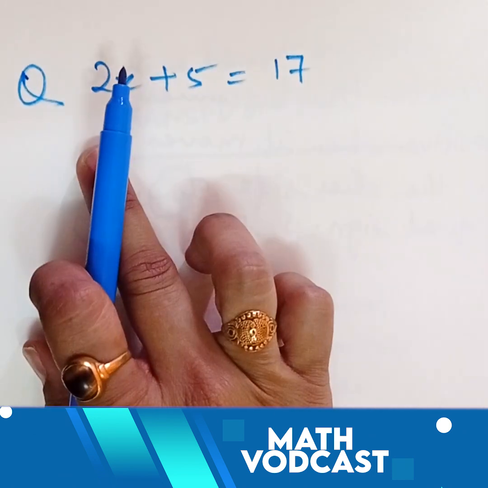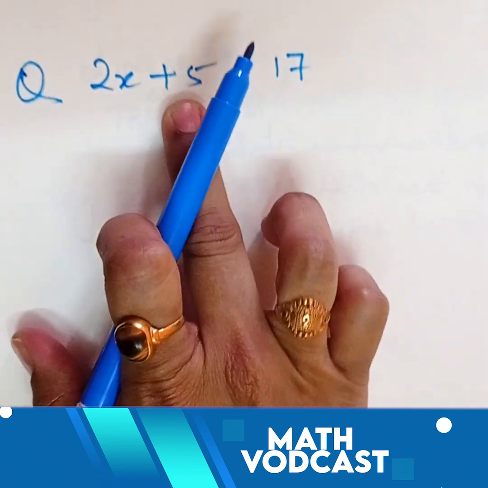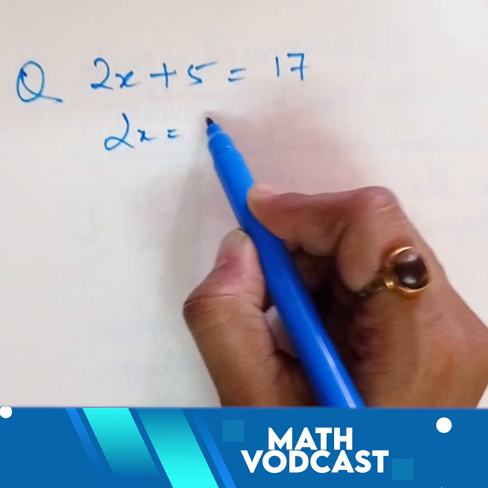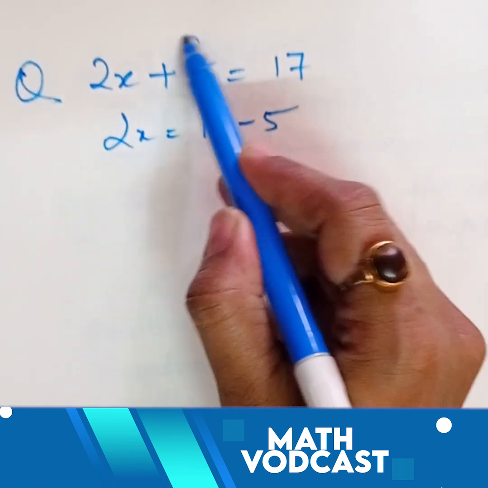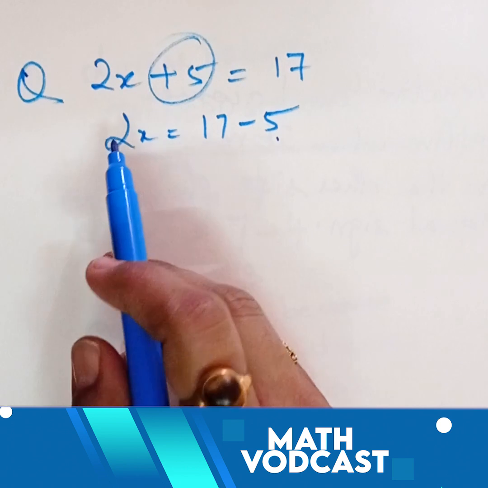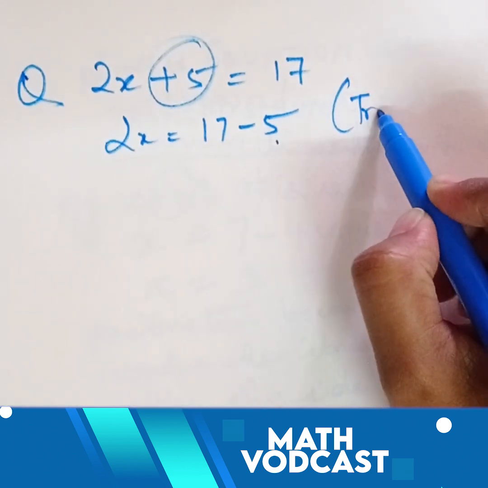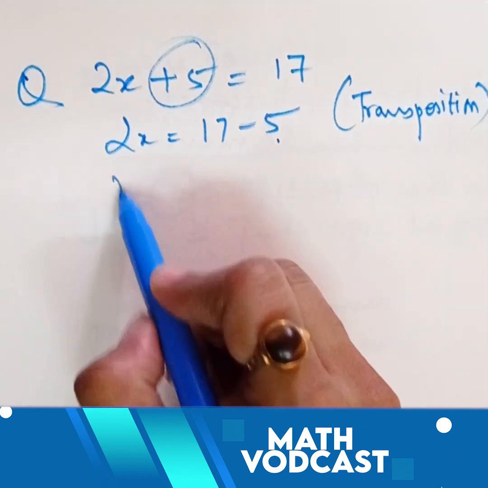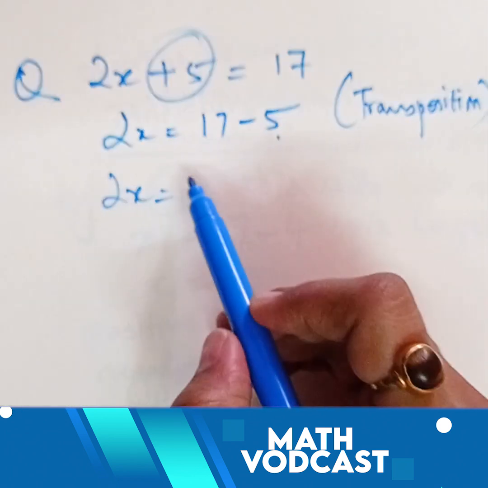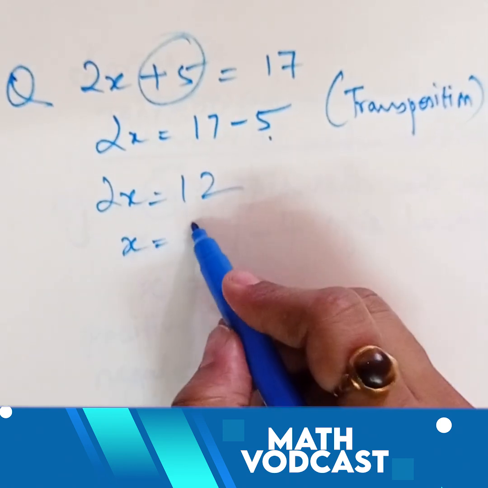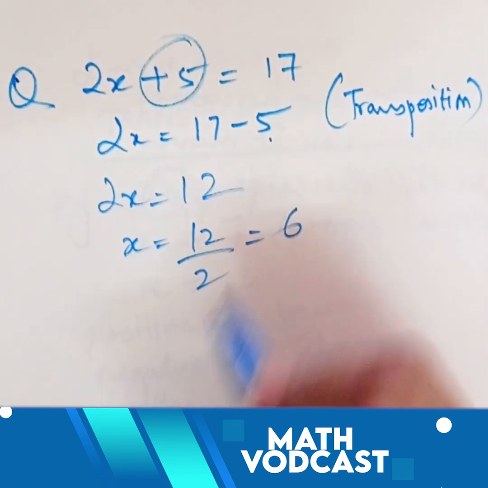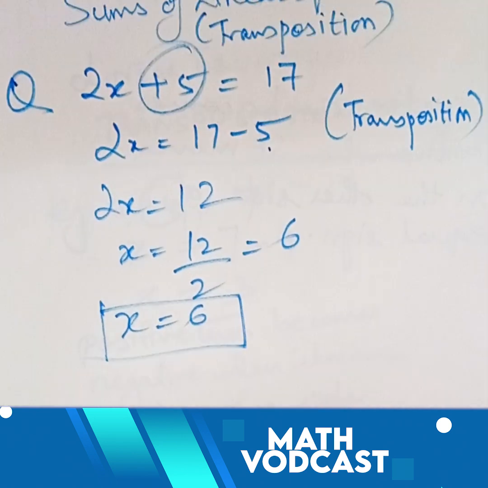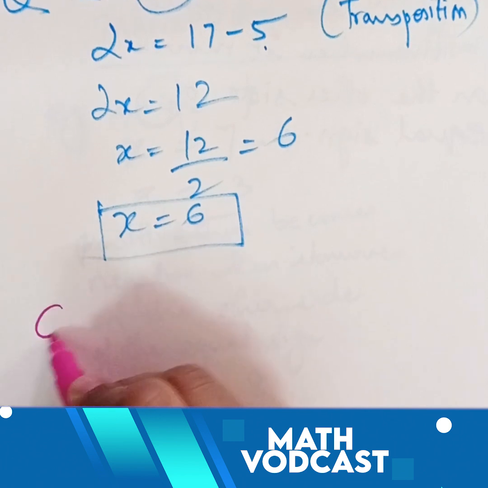According to transposition, whenever a number is positive, if it goes to the other side, it becomes negative. So 2x is equal to 17 minus 5. This is plus 5, it becomes minus 5 because of applying the transposition rule. So 2x is equal to 17 minus 5, which is 12. X is equal to 12 divided by 2, which is equal to 6. X is equal to 6. I hope you all have understood this. I'll solve one more sum.